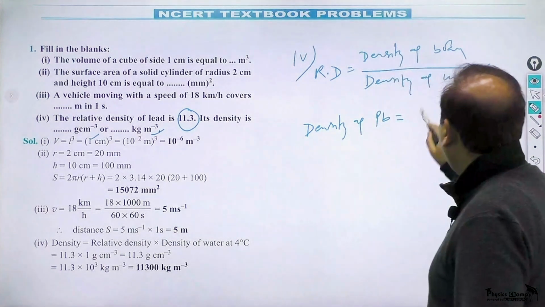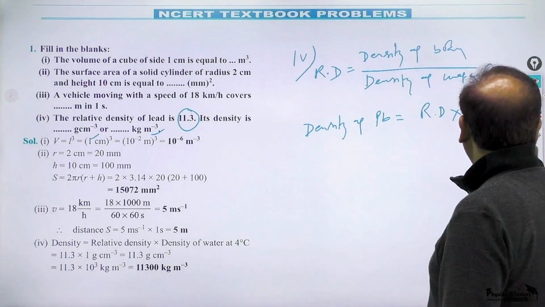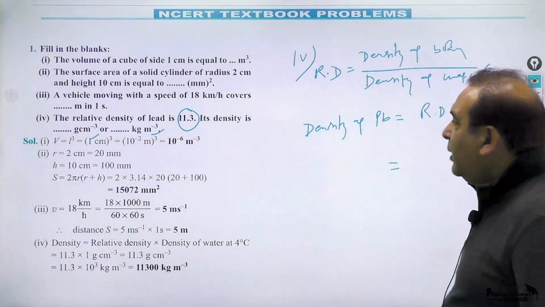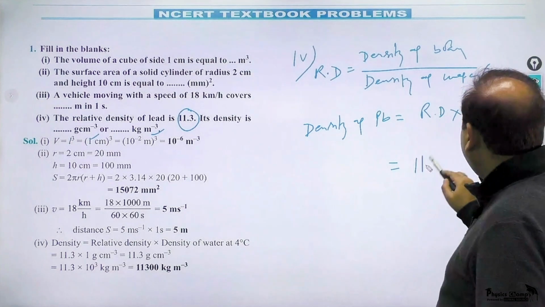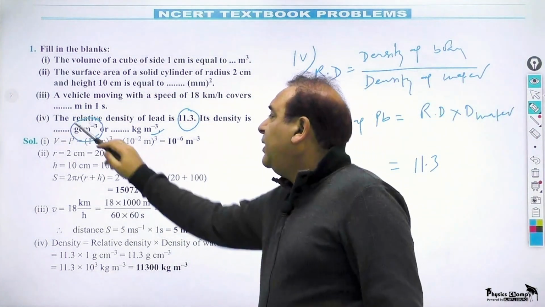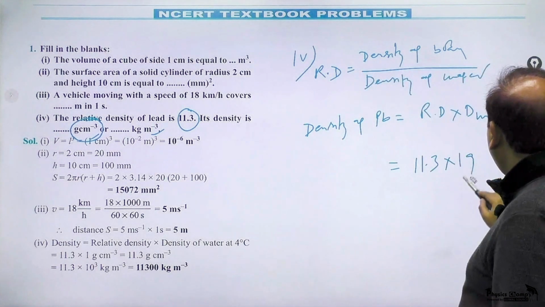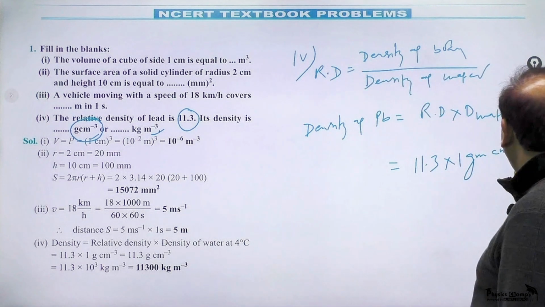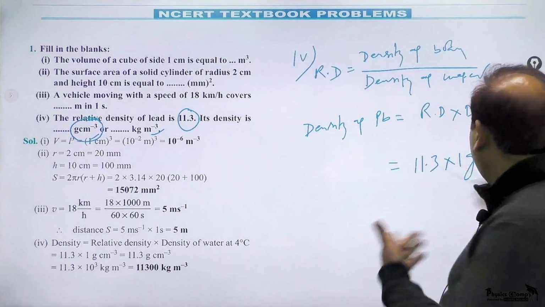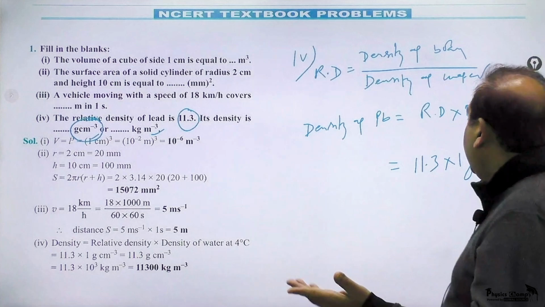will be relative density into density of water. Now relative density is 11.3. I want its density in gram per centimeter cube. In gram per centimeter cube, the density of water is 1 gram per centimeter cube. So this will give you 11.3 gram per centimeter cube is the density of lead.